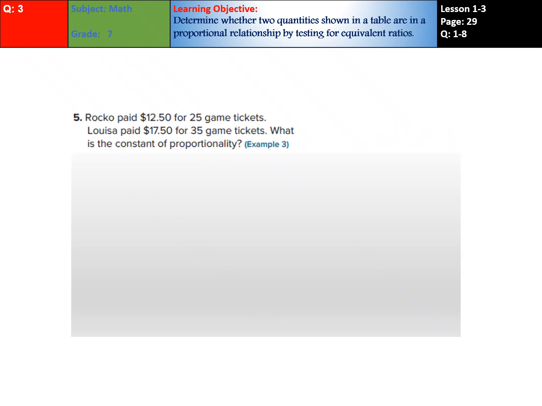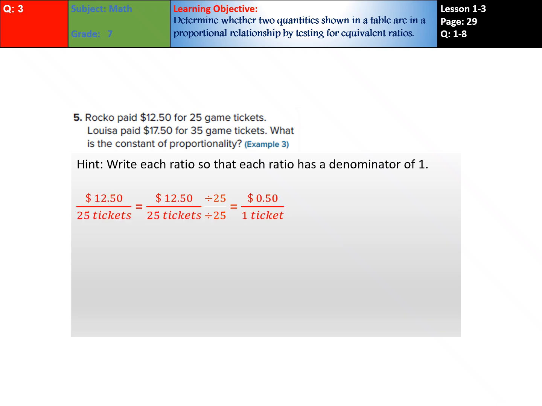Now Rock paid $12.50 for 25 game tickets and Lucia paid $17.50 for 35 game tickets. What is the constant of proportionality? How do we compare the constant of proportionality? We will convert both of them into the unit rate. So in the first case, we will convert the denominator to 1 to find the unit rate. So when 12.50 is divided by 25, it will give us 0.50 per ticket.